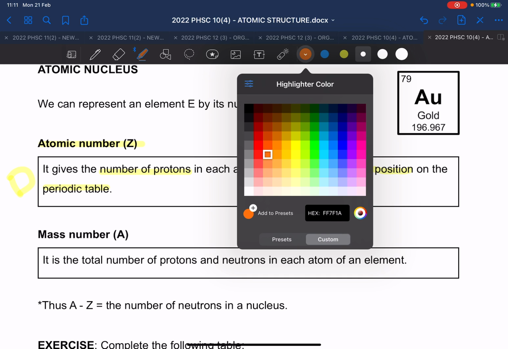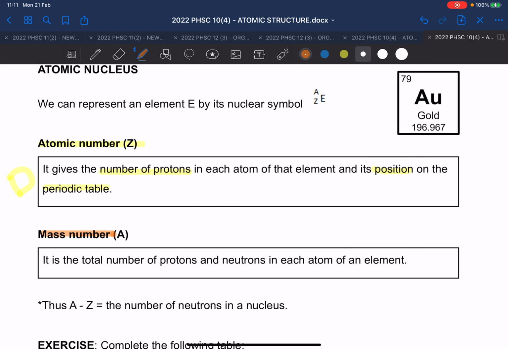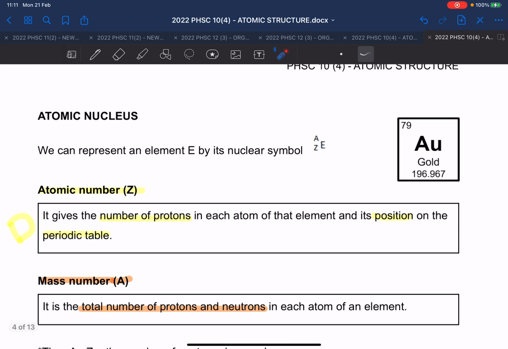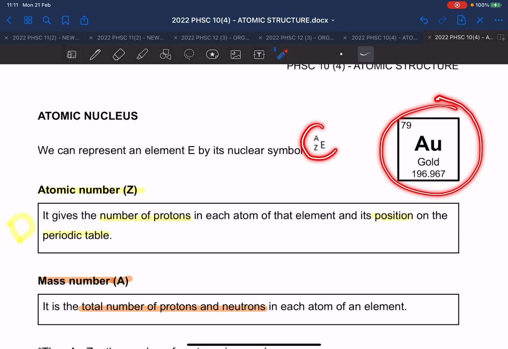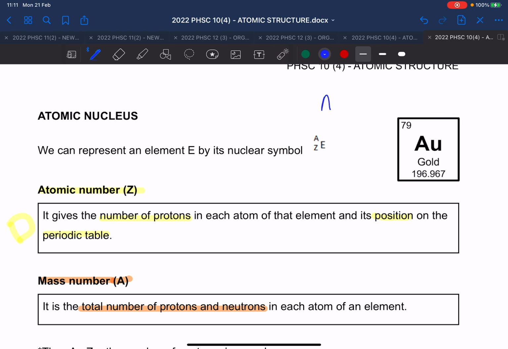Then we're going to look at the atomic mass, or A. A represents atomic mass. That is the total number of protons plus neutrons. We said that on the previous page. So if we look at gold, which was given here, and I have to write it in this form, then I'm going to say, okay, we have gold, Au.